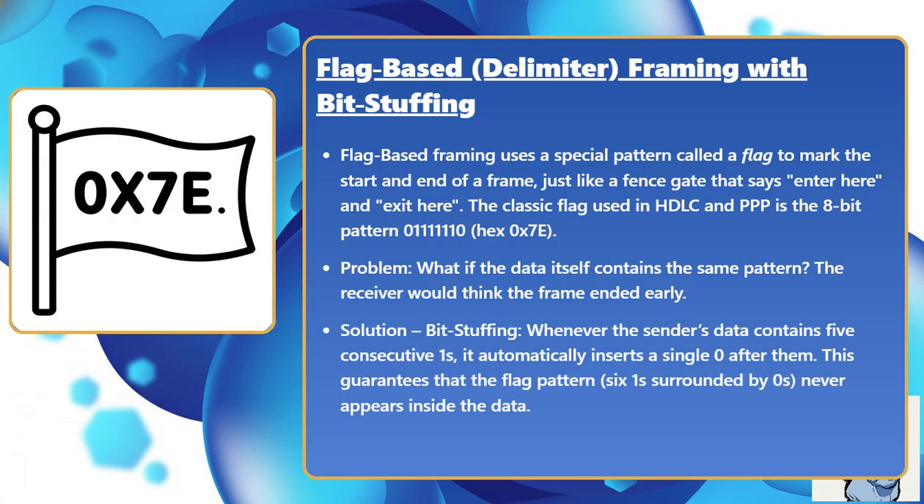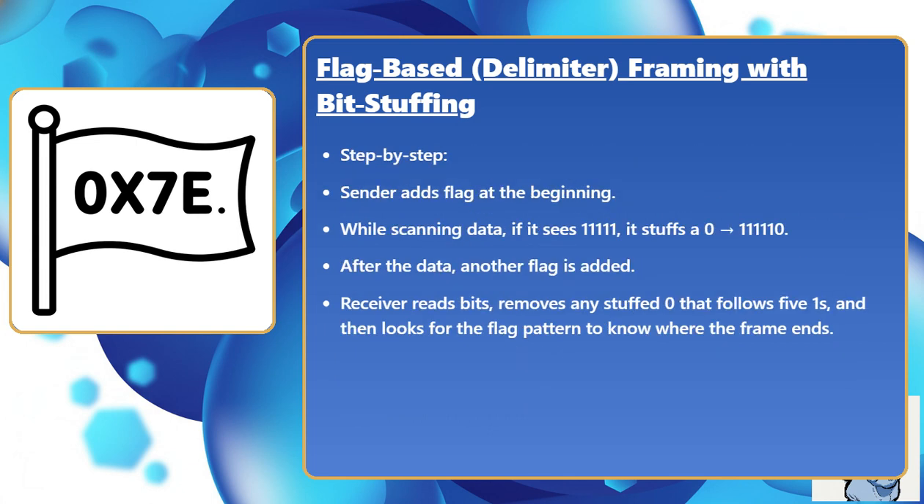Solution: bit stuffing. Whenever the sender's data contains 5 consecutive ones, it automatically inserts a single 0 after them. This guarantees that the flag pattern, 6 ones surrounded by zeros, never appears inside the data. Step by step: 1. Sender adds flag at the beginning. 2. While scanning data, if it sees 11111, it stuffs a 0, resulting in 111110. 3. After the data, another flag is added. 4. Receiver reads bits, removes any stuffed 0 that follows 5 ones, and then looks for the flag pattern to know where the frame ends.